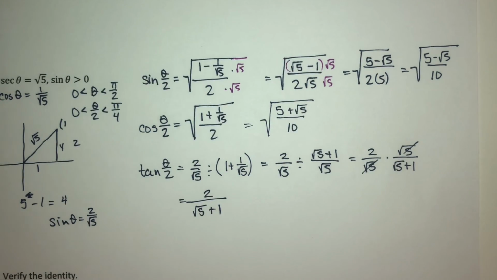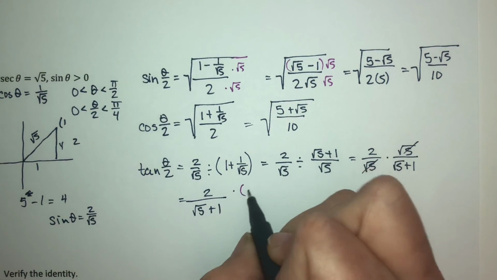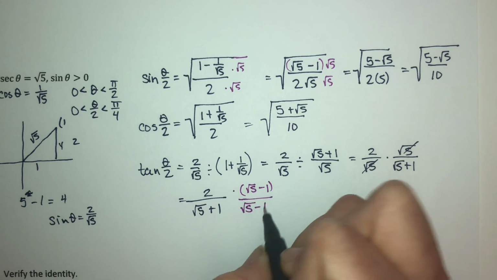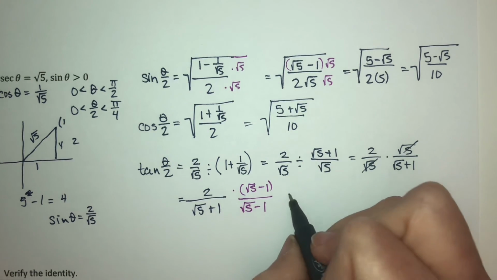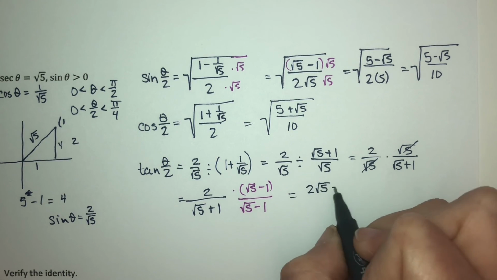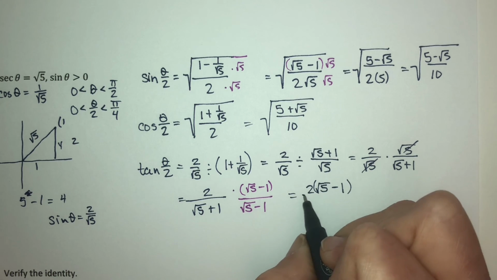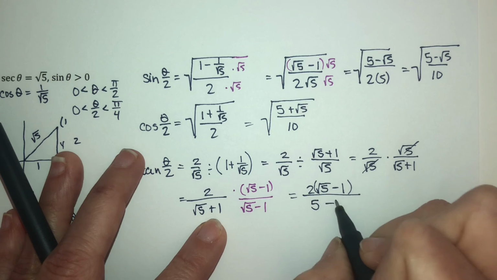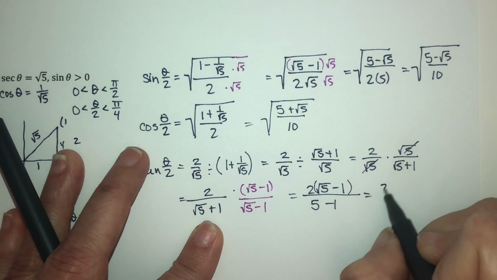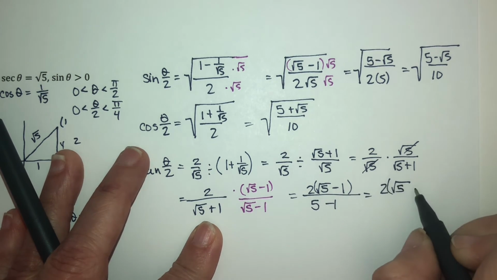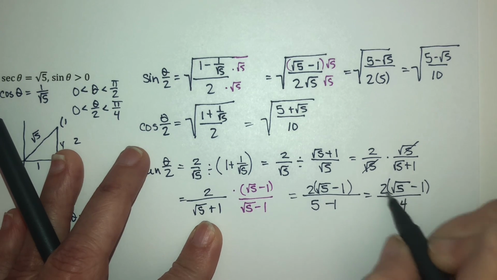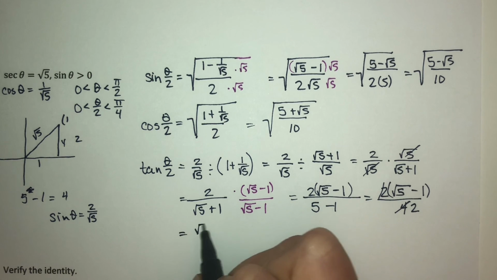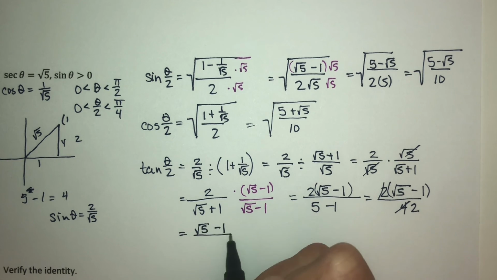And then if you were asked to rationalize that, you'd multiply top and bottom by the square root of 5 minus 1. You have 2 times the square root of 5 minus 1 over, this is a difference of squares, it's going to be 5 minus 1. So 2 times the square root of 5 minus 1 over 4. And you find that this is simply the square root of 5 minus 1 over 2.